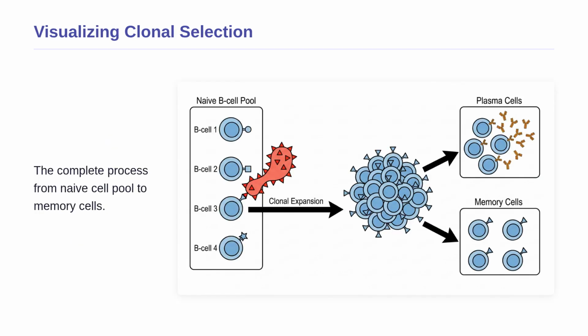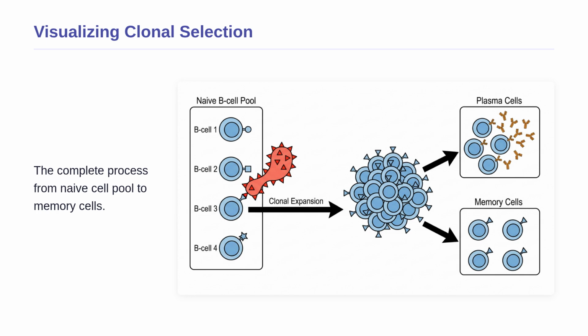Having proven the timeline mathematically, let us visualize this entire elegant process. On the left of this diagram, you see the naive B cell pool. Notice how each cell has a uniquely shaped receptor: circles, squares, triangles, and stars. When the pathogen arrives, its antigens only fit the triangle receptor of B cell 3. This is the moment of selection.